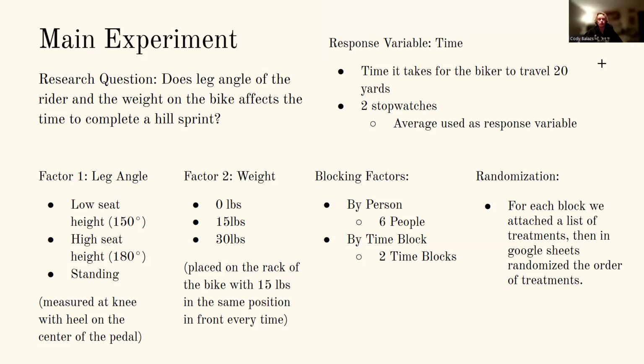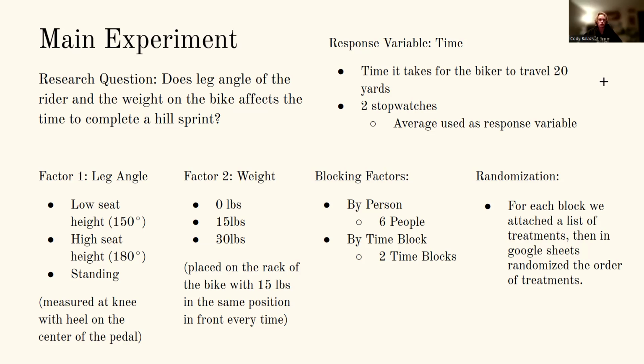We then used that data from the power analysis to conduct our main experiment. The research question was: does leg angle of the rider and the weight on the bike affect the time to complete a hill sprint? Once again, just like the pilot study, our response variable was time, and we used a distance of 20 yards, measured using two stopwatches and averaging that time. We measured how long it took each person to travel those 20 yards.